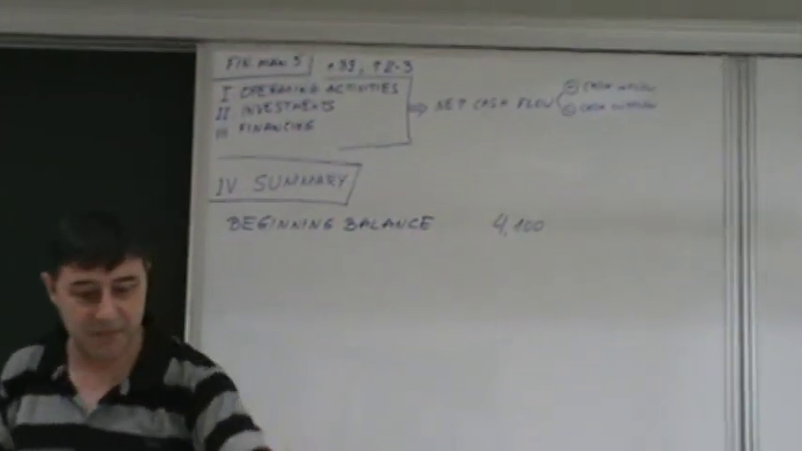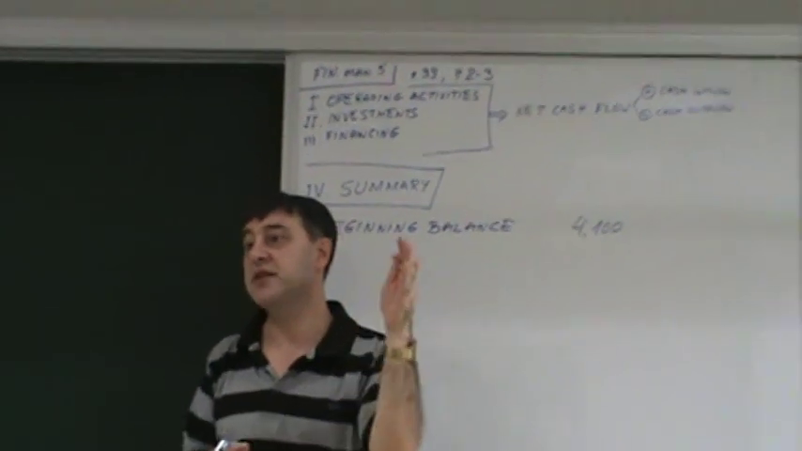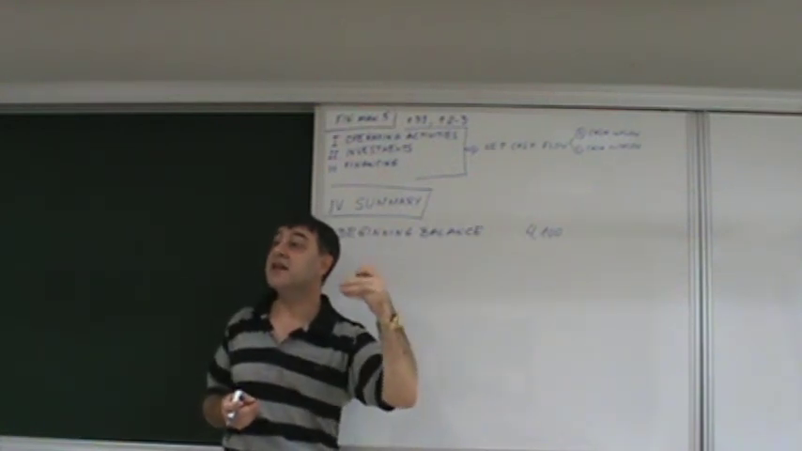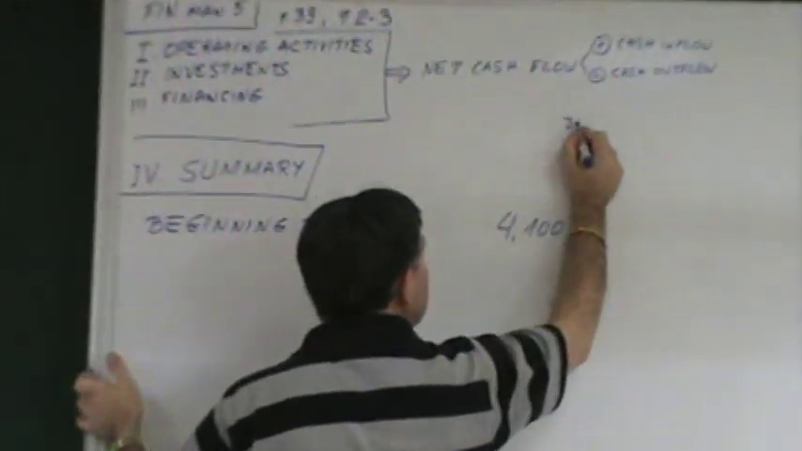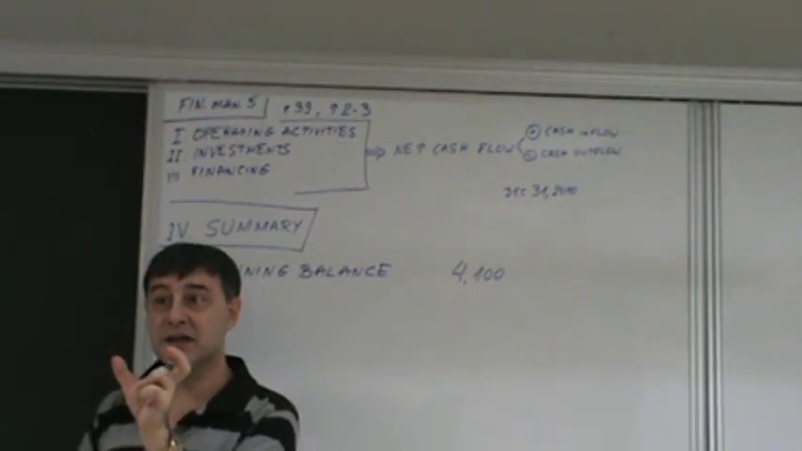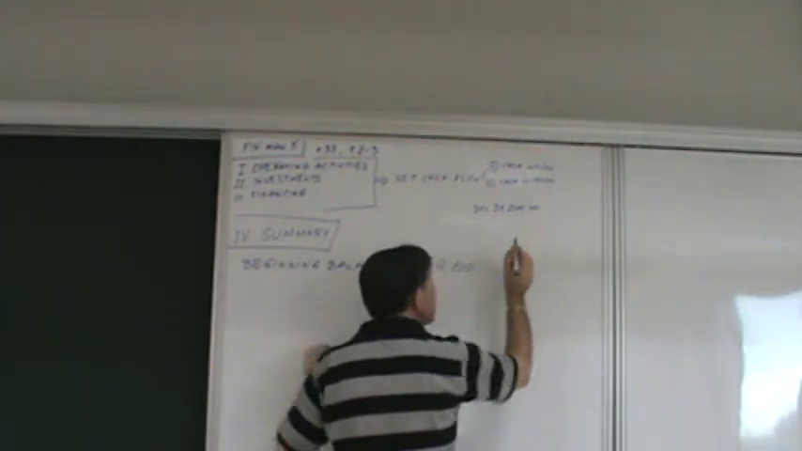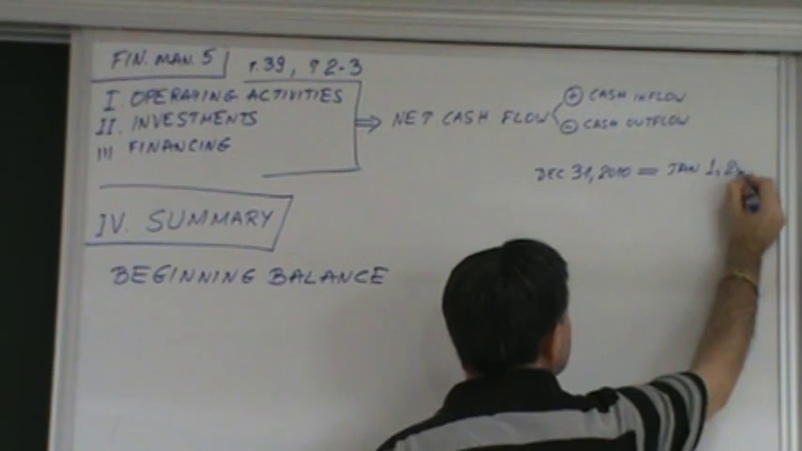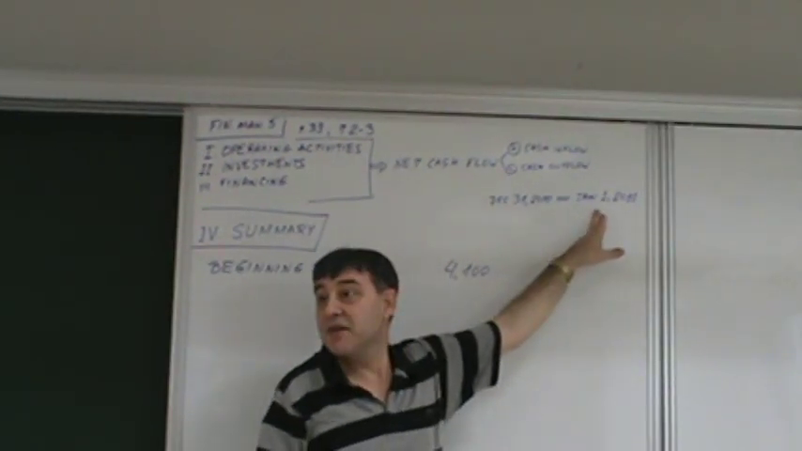So the beginning cash balance will be 4.1. It's just a number I'm picking up from the table over here. This is on January 1, how much cash you had available on the balance sheet. Now, this beginning balance is exactly the same as the ending balance of last year. So, December 31, 2010 is the ending balance for cash, the cash balance. And this just happens to be overnight the same as January 1, 2011. So if you have 2000 at the end of December, at the beginning of January you will have 2000.